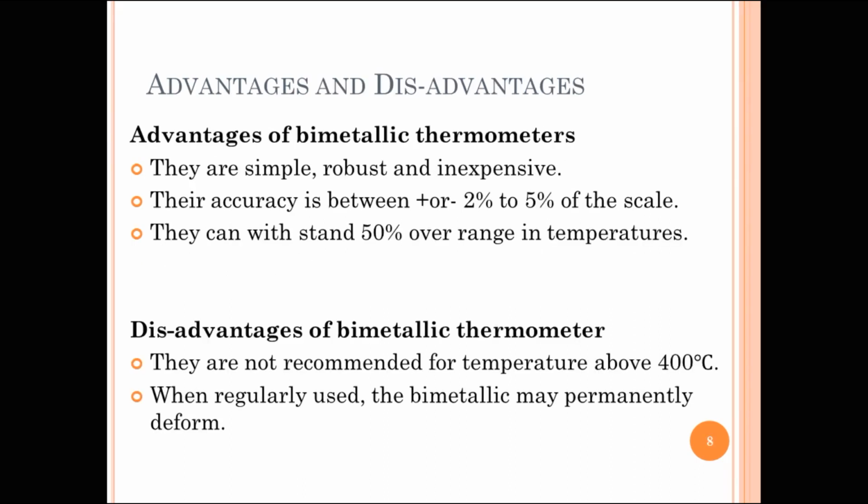Now let's move on to the advantages and disadvantages of bimetallic thermometers. They are very simple, robust and inexpensive. Their accuracy is between 2 to 5%. They can withstand 50% overrange in temperatures. It's one of the very important advantages of the bimetallic thermometer.